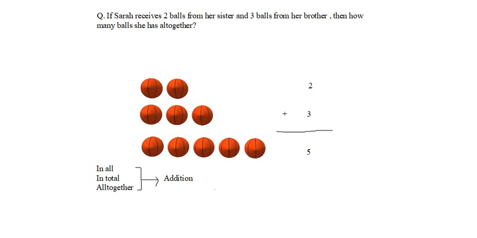So this is the question of addition. So let's do 2 balls. She receives 2 balls from her sister and 3 balls from her brother. Then how many are all together? These are all together balls. Let's count them. 1, 2, 3, 4, 5. She has 5 balls in total.